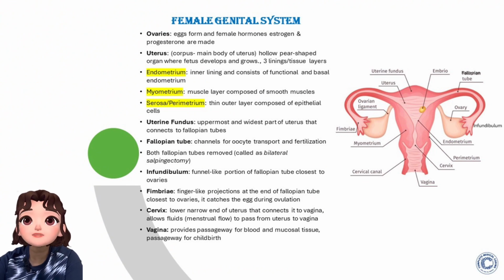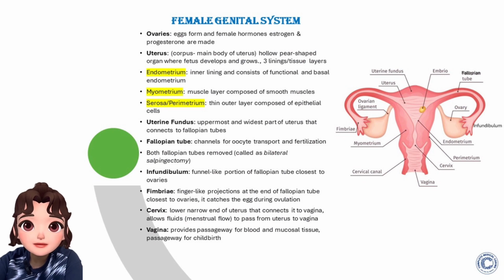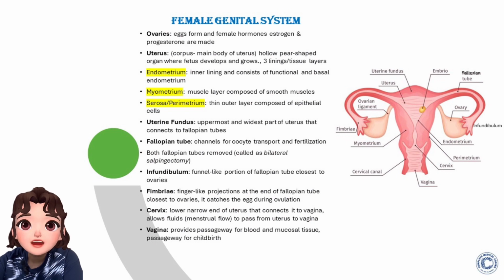Endometrium is the inner lining and consists of functional and basal lining. Myometrium is the muscle layer which is composed of smooth muscles. It's the middle layer. Perimetrium, another name is serosa. It's the thin outermost layer composed of epithelial cells. So three linings of uterus: endometrium, inner layer; myometrium, middle layer; and perimetrium or serosa is the outer layer. Uterine fundus, it's the uppermost and widest part of uterus that connects uterus to the fallopian tubes. Fallopian tubes are the channels for oocyte, means egg, transportation and fertilization.